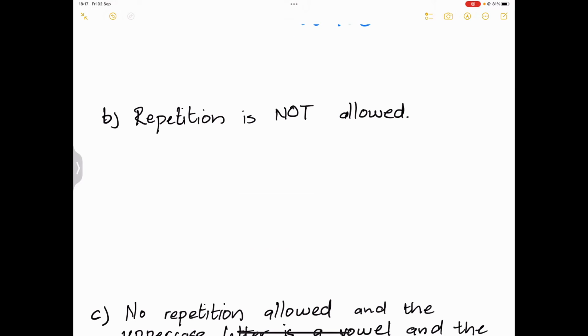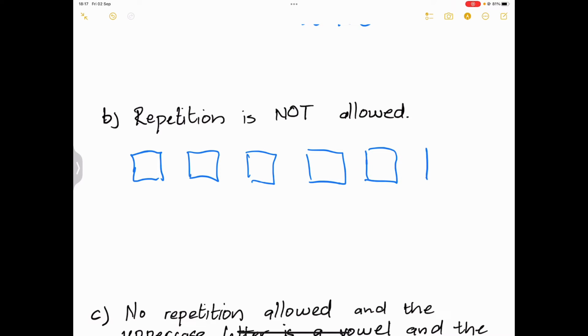Now they say to us, if repetition is not allowed. Again, let's try and draw our boxes. In this case, it's a 6-character password. This would be digit, this would be small letter, this would be capital letters, caps, and then this would be characters. Now if repetition is not allowed, how many digits do you have?